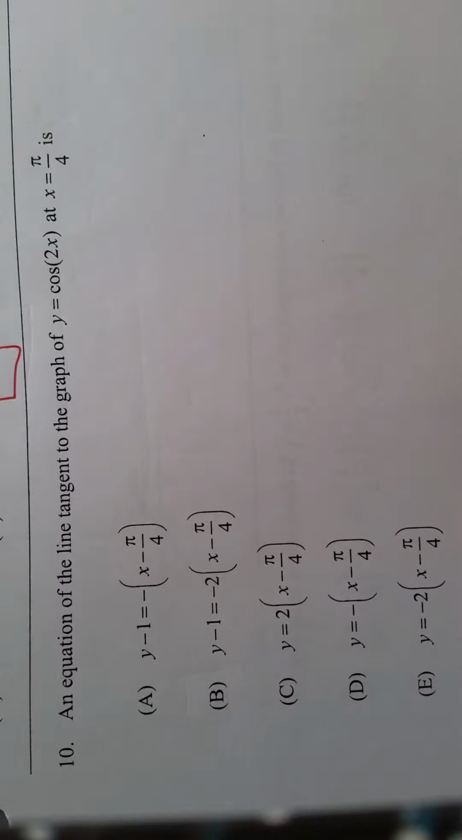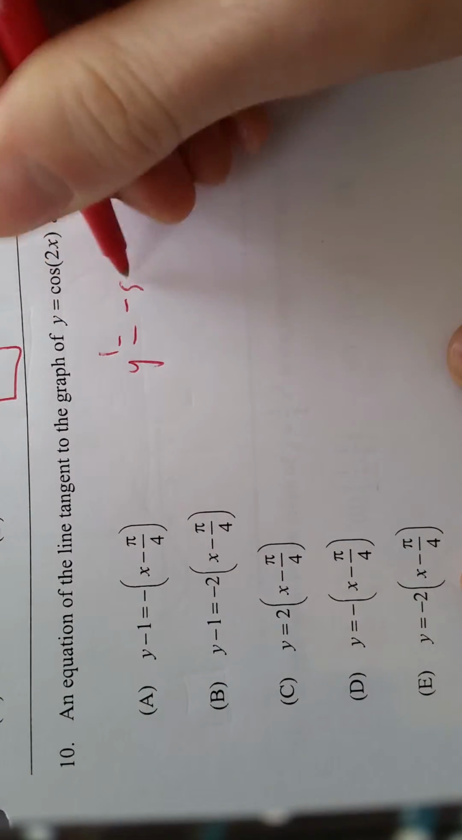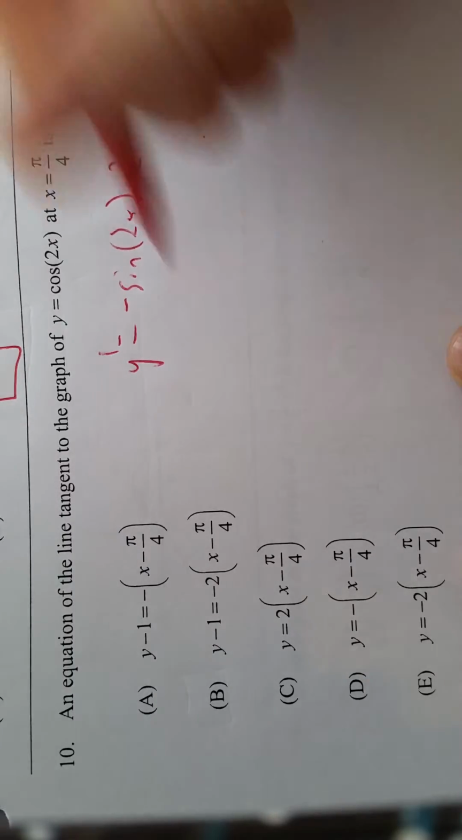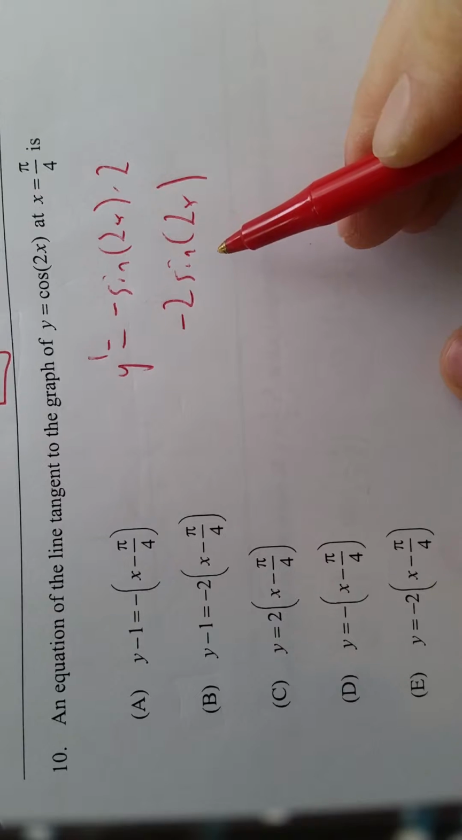Okay. 10. An equation of the line tangent to the graph. So for the equation of the line tangent to the graph, you're going to get your slope from the derivative. The first thing is the derivative, which is derivative of cosine is negative sine, and then chain rule times 2. So the derivative is negative 2 sine 2x. That's the slope of the tangent line.